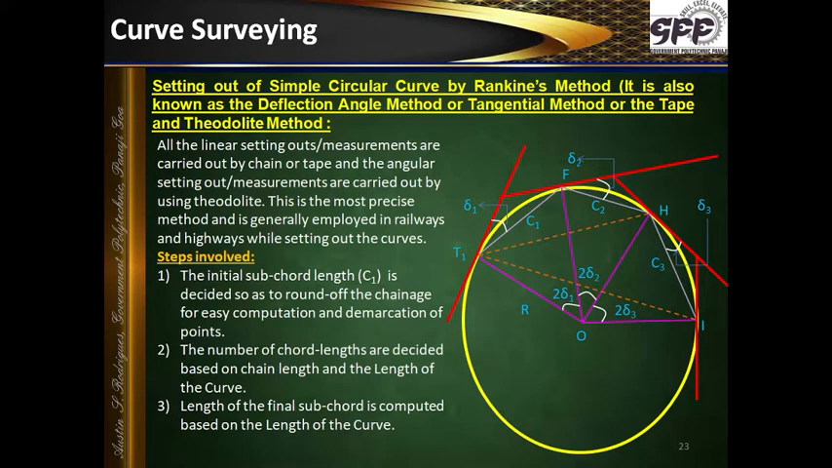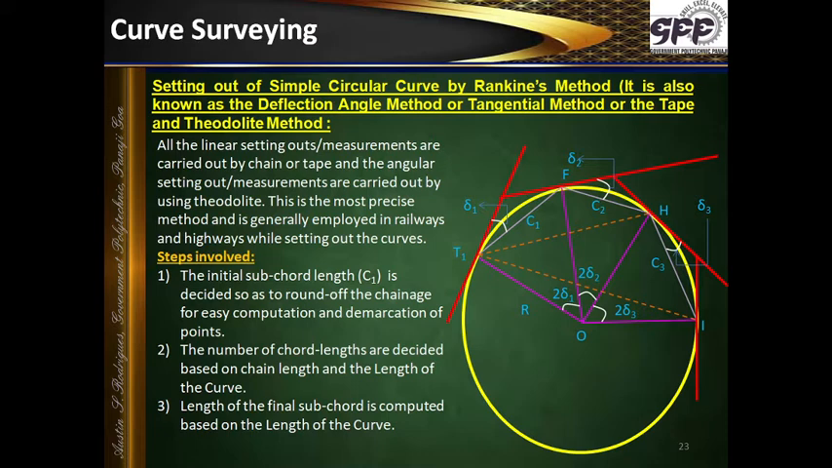Hello friends, now we will understand the setting out of a simple curve by Rankine's method, or the deflection angle method, or the instrument method, by using a theodolite. In this case we are using a theodolite and also some linear measurements. All the linear measurements are carried out by using chain or tape, and the angular setting out is done by using a theodolite.